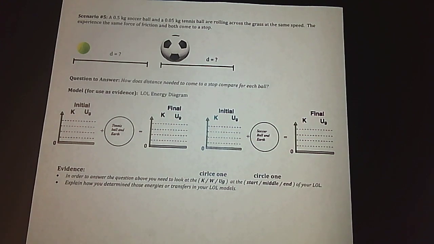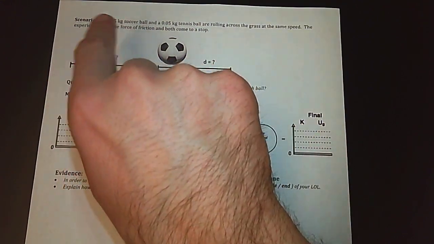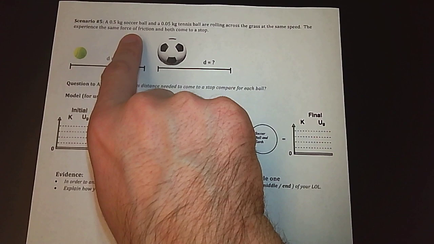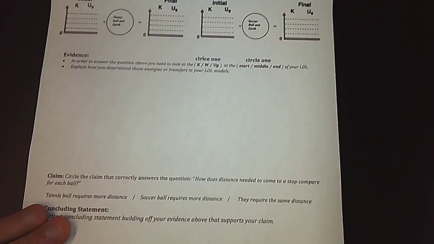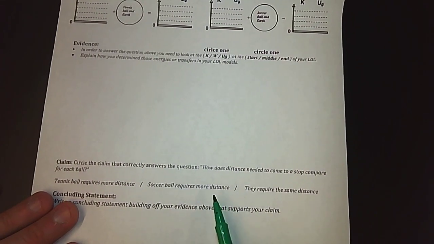I am going to be going over scenario 5 for energy explanations that sometimes have a little bit of a different order of logic. So we have a tennis ball and a soccer ball, different masses, going at the same speed, experiencing the same friction, and the question is, how are their distances going to compare? In other words, is their mass going to change how far they're able to roll on the ground?